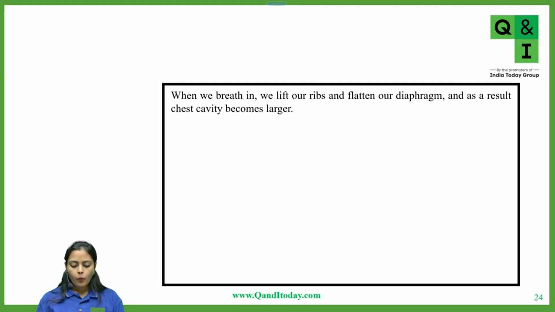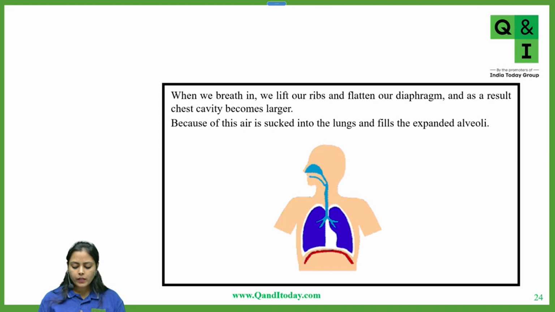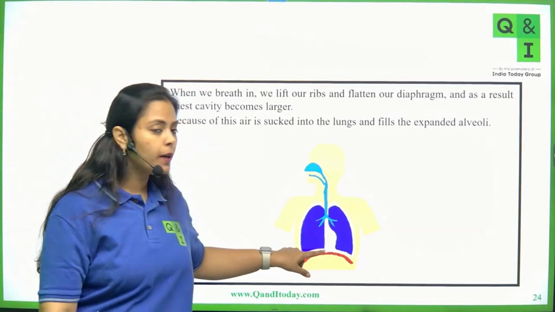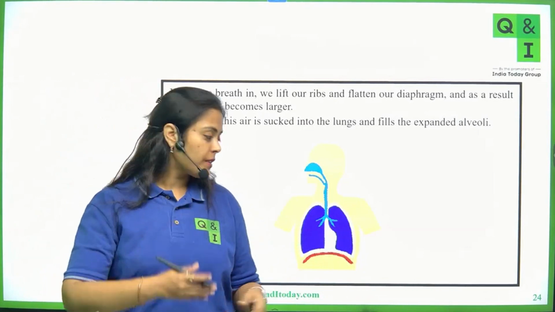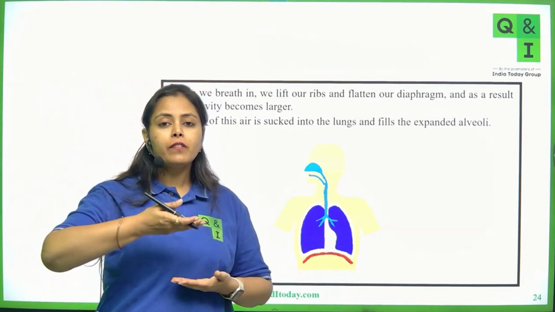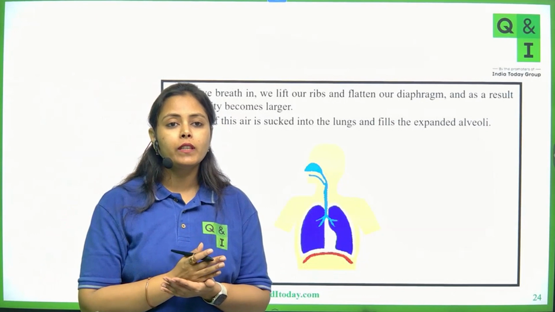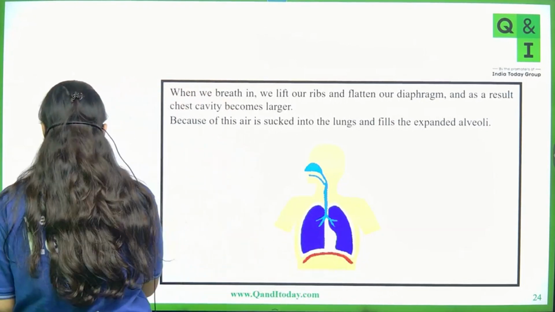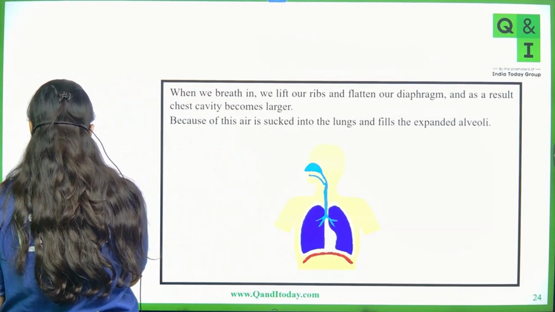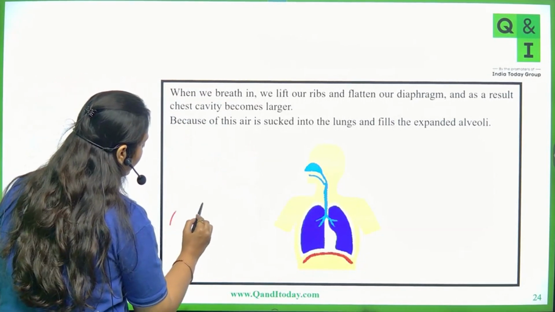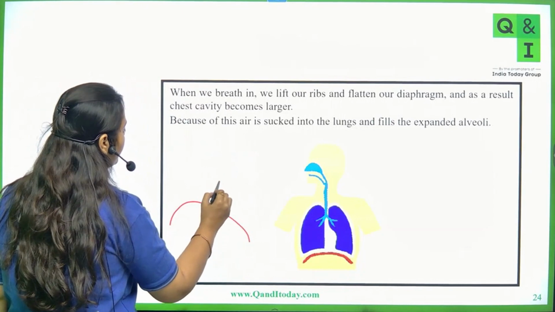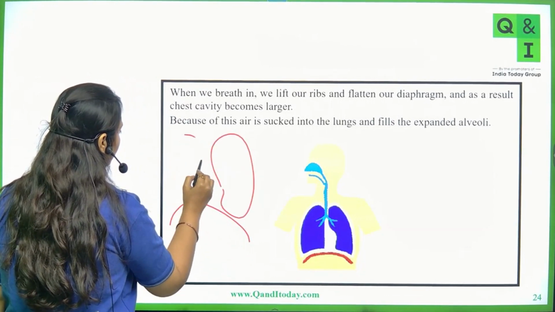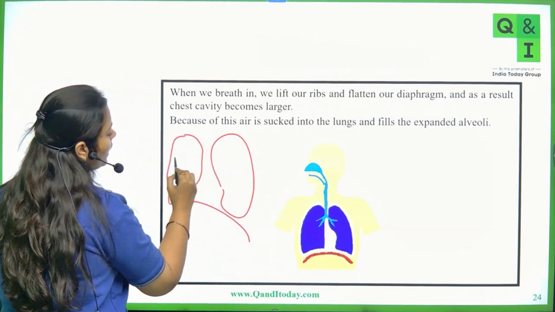And how does the process of breathing take place? So students, you have a diaphragm which is present just below the lungs. Whenever we have to take in air, the diaphragm is a structure which is present like this. Please everyone, this is very important. Diaphragm is present like this, and above that you have your lungs present like this.